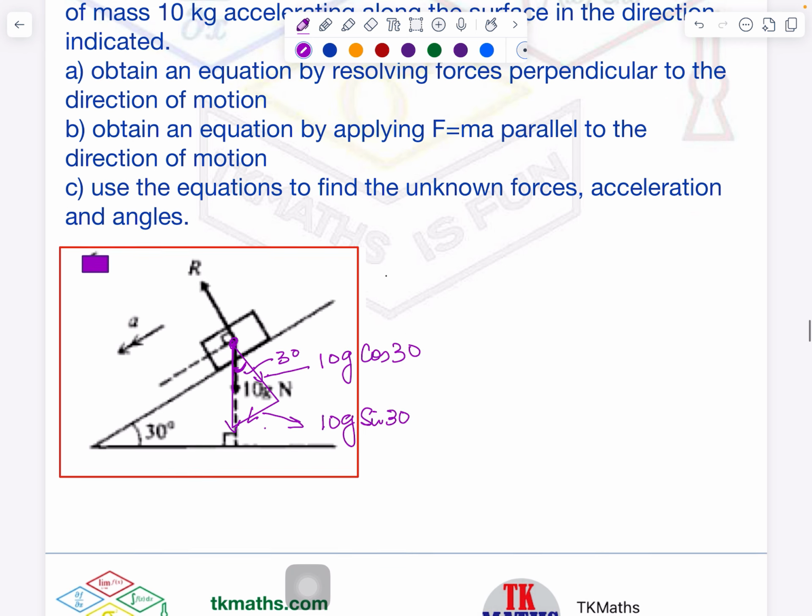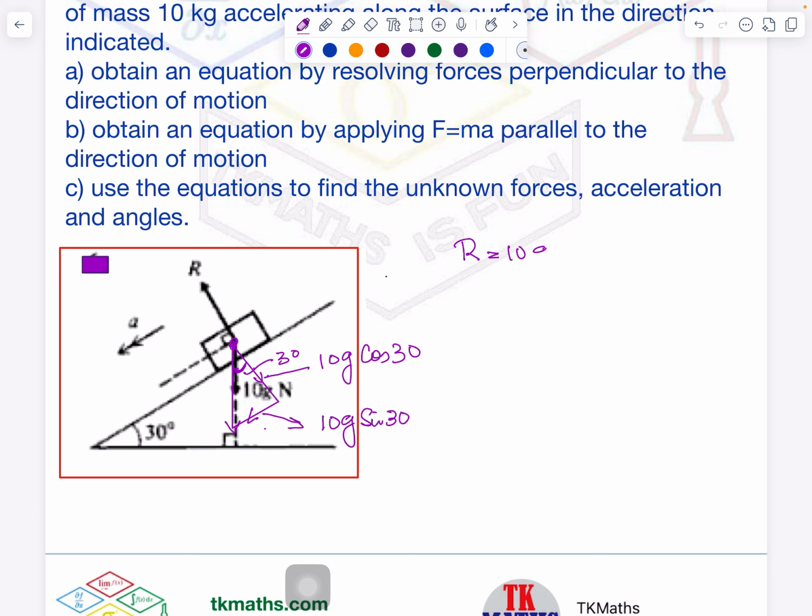So I have resolved these forces and now I have to find out what? Unknown force, which is R in this case. So let me resolve it along R, perpendicular to the plane. I can say R is equal to 10g cos 30. R is acting upward, 10g cos 30 downward. There is no motion happening perpendicular to the plane, so I am equating them. So R is equal to, use the calculator, you will get it. I am writing in 3 significant figures, 86.6 Newton.